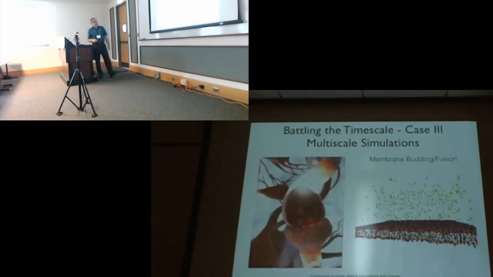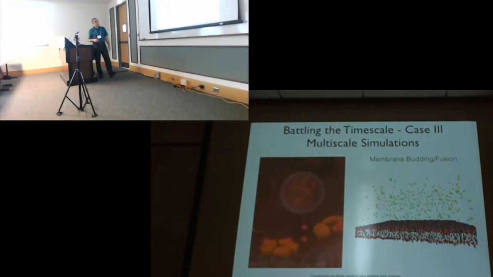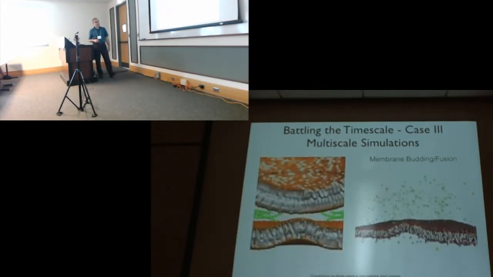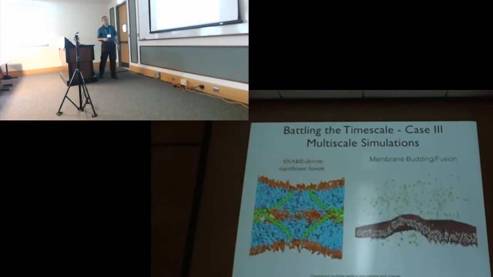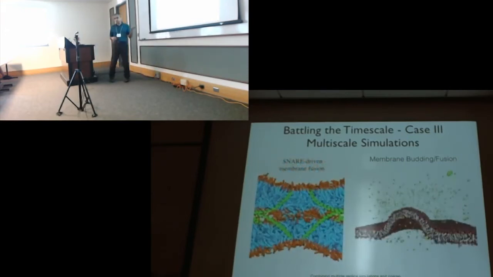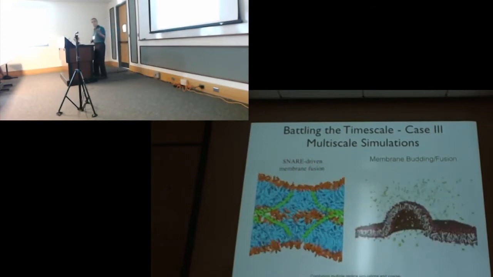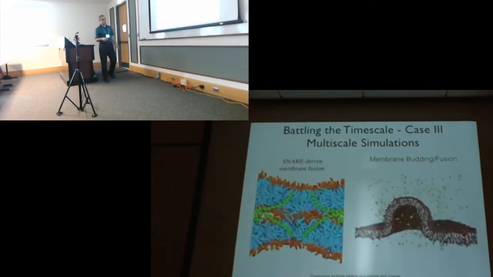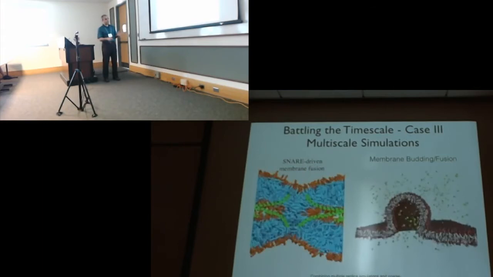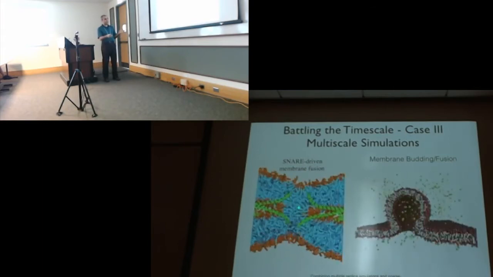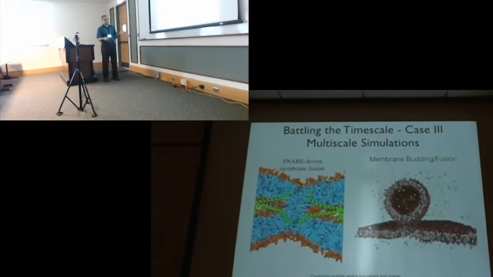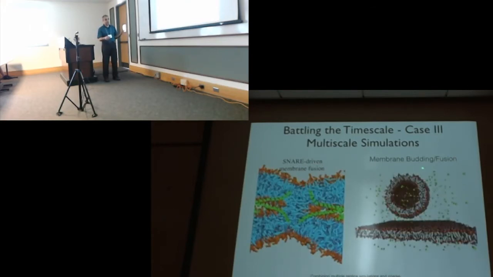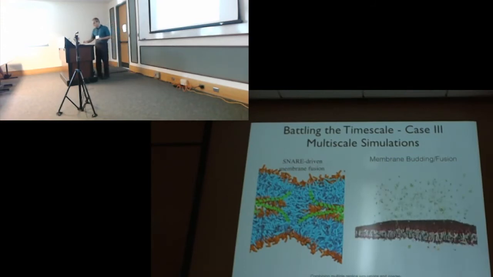So here is another case in which we are using computational tricks to look at processes that are not easy to simulate. In this case, we don't even have a nice reaction coordinate to allow this to take place. But again, using the simulations, you can induce processes like fusion of two membranes or formation of a vesicle body using some of the techniques that we have here.